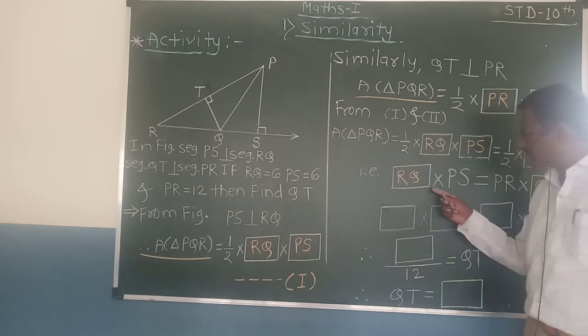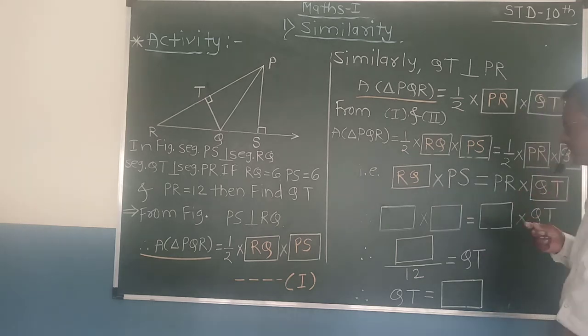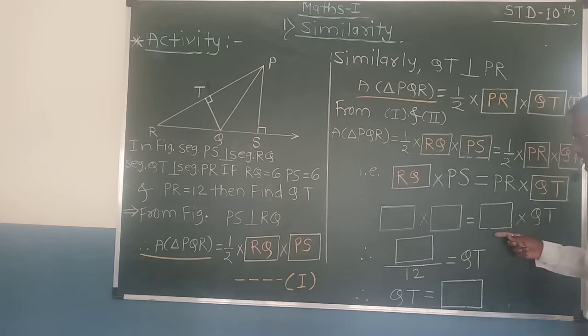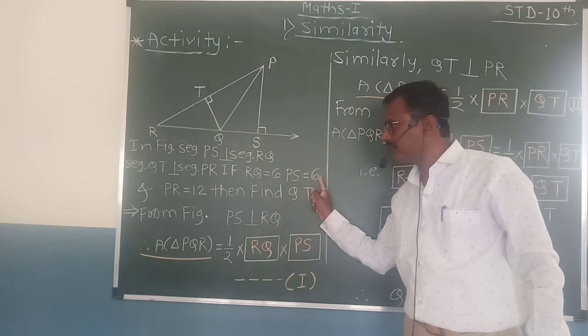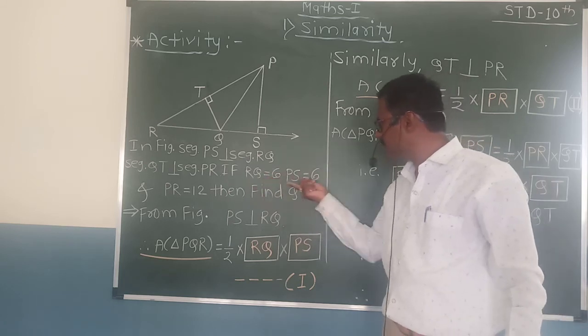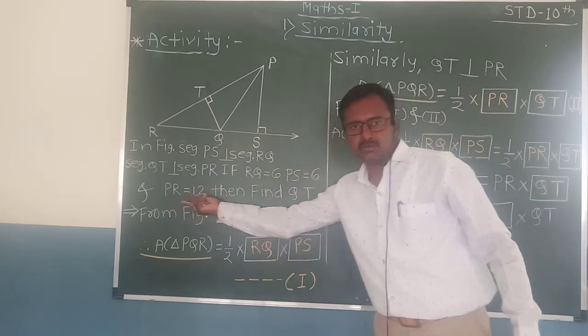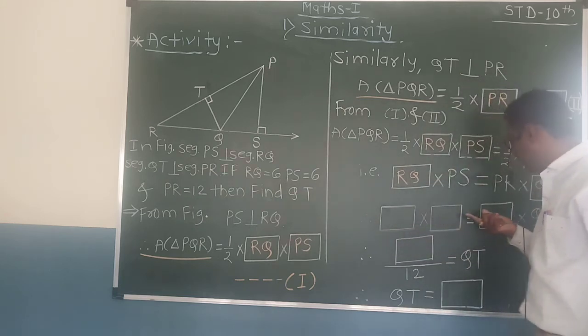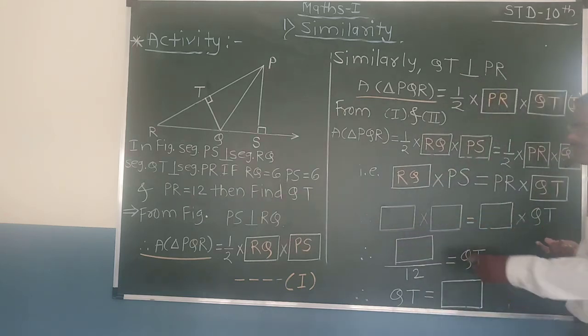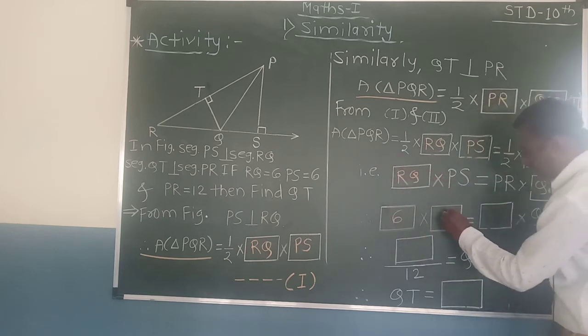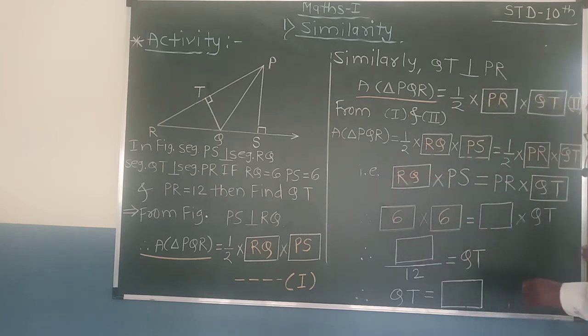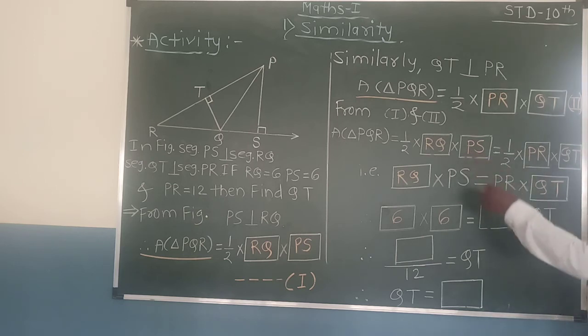You are going to observe this step. Next, we have to use the terms they have mentioned already. Which are those? RQ is 6, PS is 6 and PR is 12. We have to substitute those values as per requirement. RQ is 6, PS is also 6, and PR they have given us as 12, QT as it is.